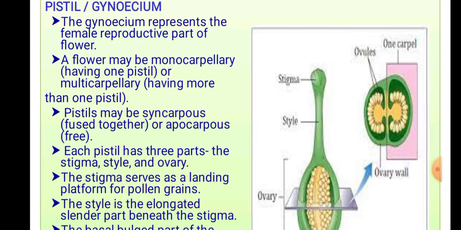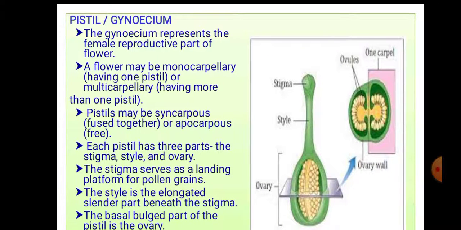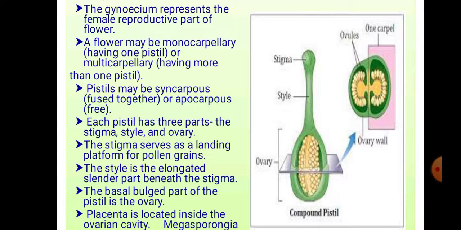Pistils may be syncarpous, meaning fused together, or apocarpous, meaning they are free. So, fused carpels are called syncarpous and free carpels are called apocarpous. Each pistil has 3 parts: the stigma, style and ovary. I think you've seen in this picture all the 3 parts of the gynoecium.